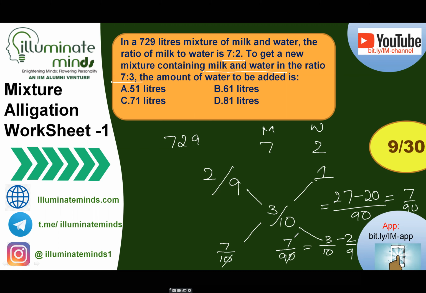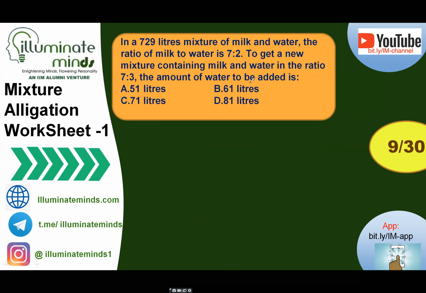0 0 gets cancelled. 7 7 gets cancelled. So this becomes 9 and this becomes 1. So 9 is to 1. So original mixture 9 and water got added in the ratio 9 is to 1. So this is 729 and this will be equal to how much? 729 into 1 divided by 9, that will be 81 liters of water that I need to add to achieve this ratio of 7 is to 3. I hope it's okay, guys.